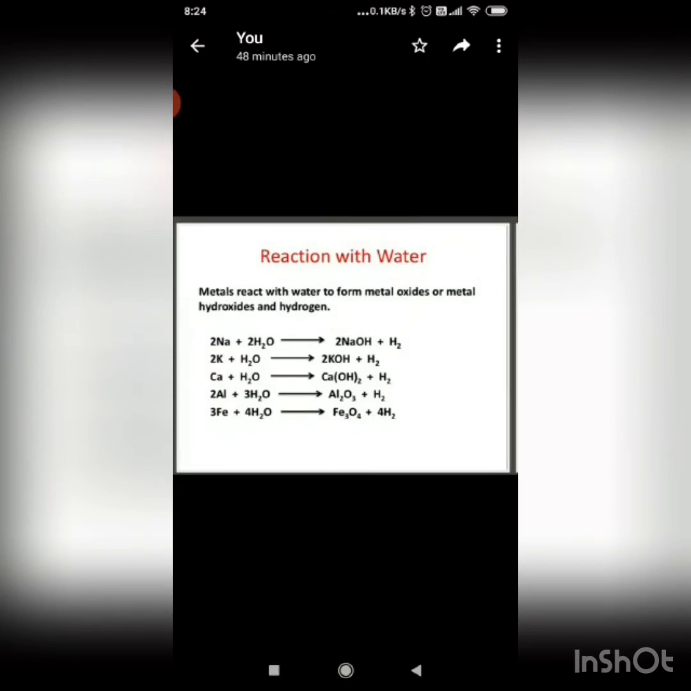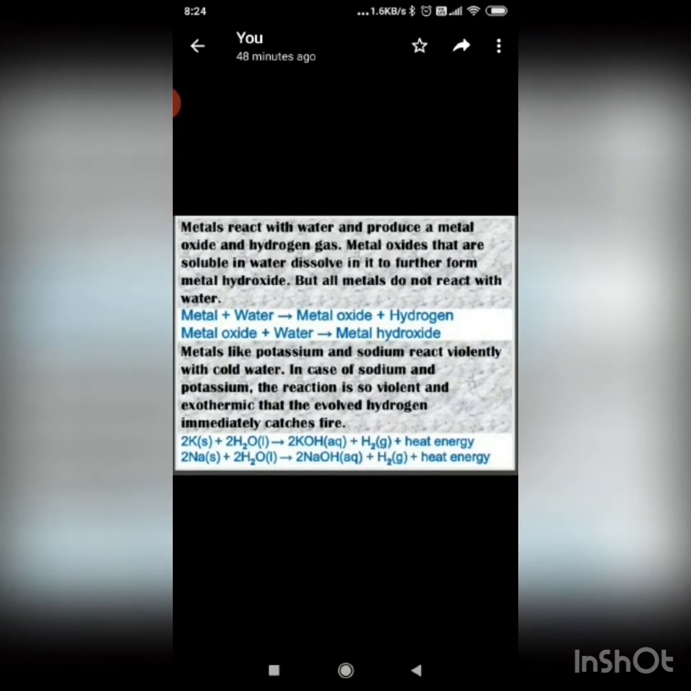Metals react with water to form metal oxide or metal hydroxide, and hydrogen gas is released. Metal oxides that are soluble in water dissolve in it to further form metal hydroxide. But all metals do not react with water. So metal plus water will give metal oxide plus hydrogen gas, and metal oxide when dissolved in water will form metal hydroxide.